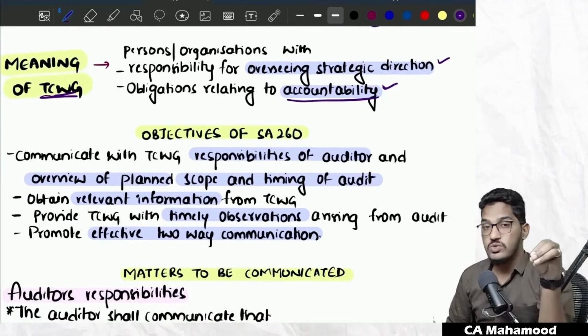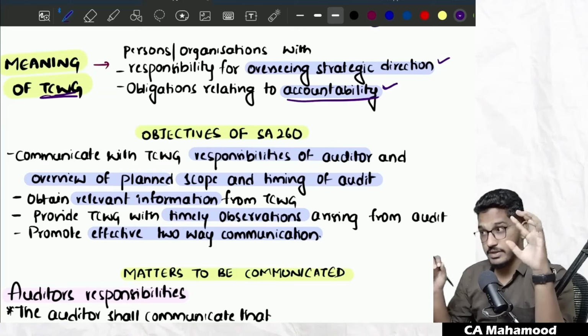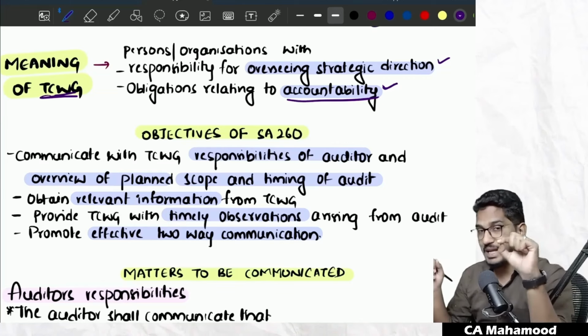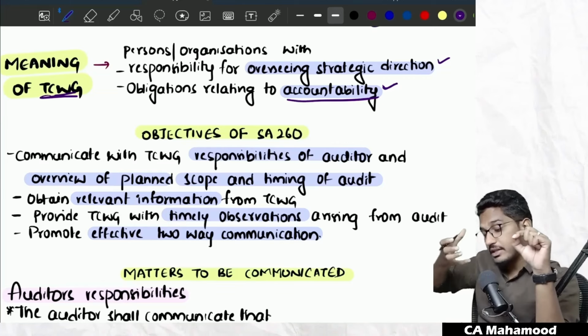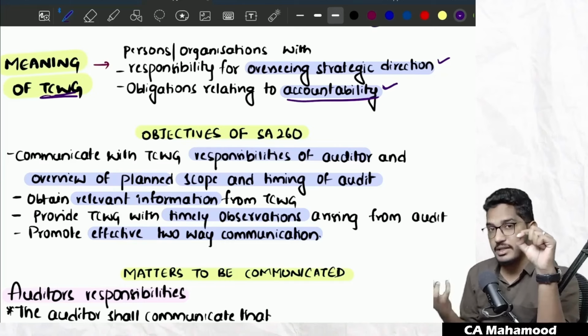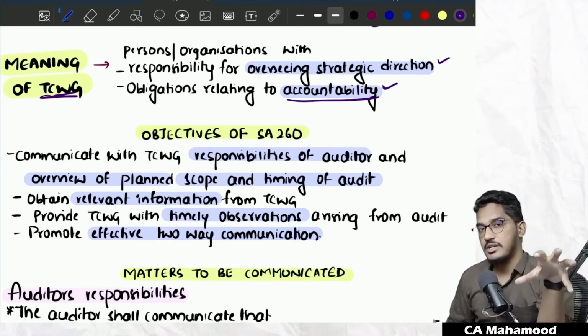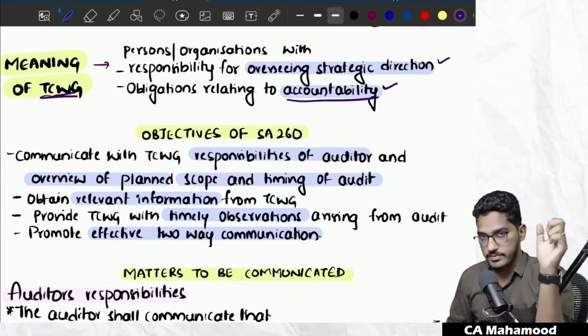So if something goes wrong in the organization, who are we blaming? Those persons who have the responsibility for accountability, the obligations relating to accountability, we call them those charged with governance. Clear and comfortable, everybody?